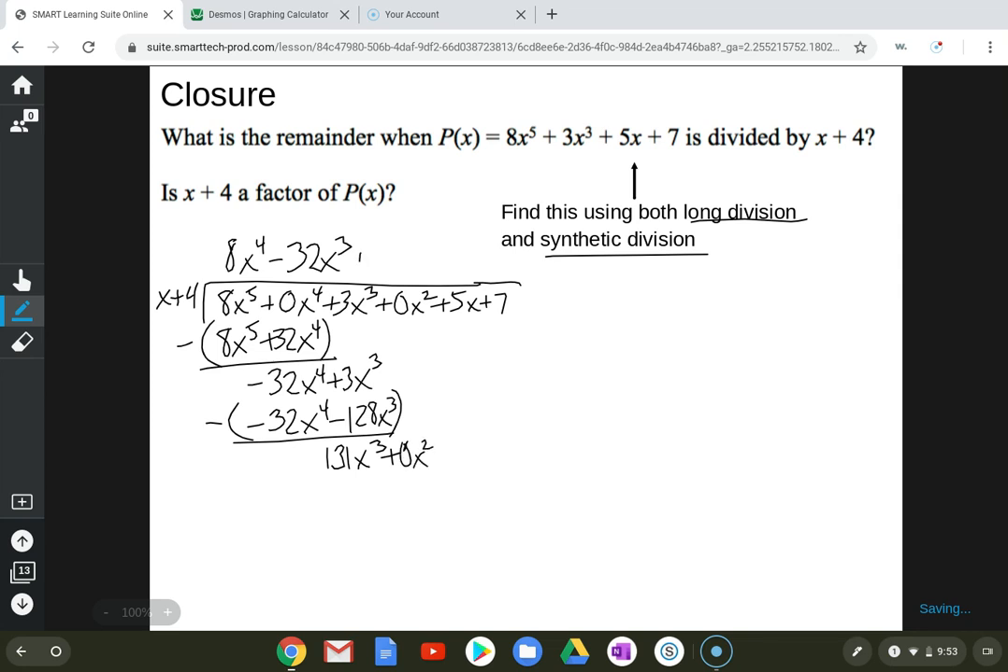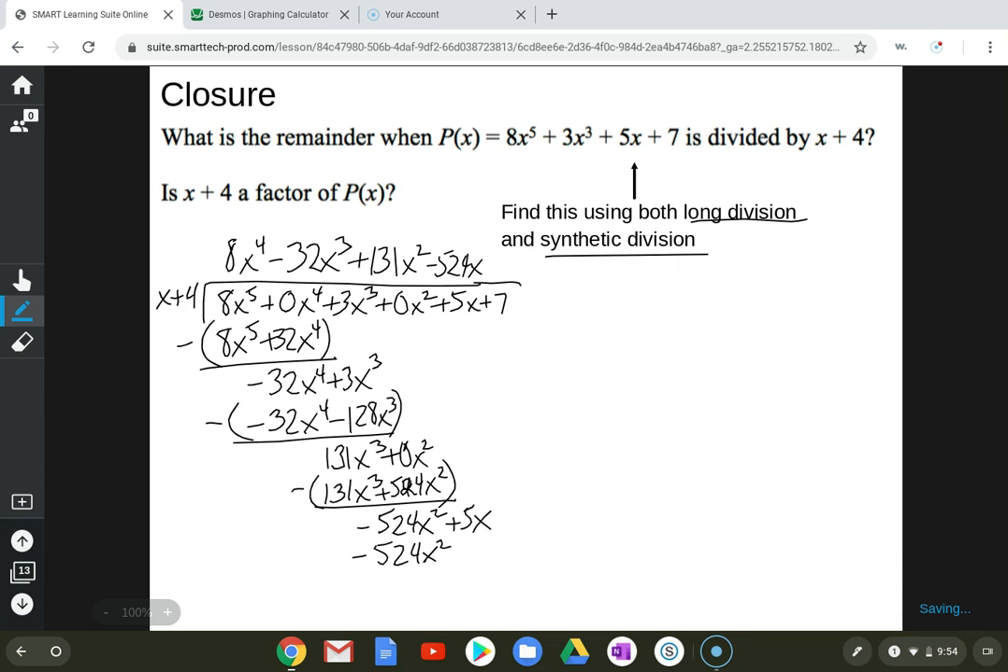Then I have 0x squared. So I need a plus 131x squared times my x to get 131x cubed. And then times 4, 400, 520, 524. Getting into some big numbers here. Subtract down. So I have negative 524x squared plus 5x. Almost done, guys. So I'm going to do minus 524x squared times 4.